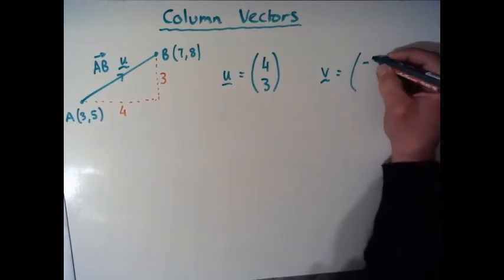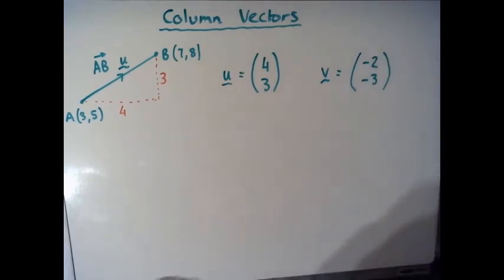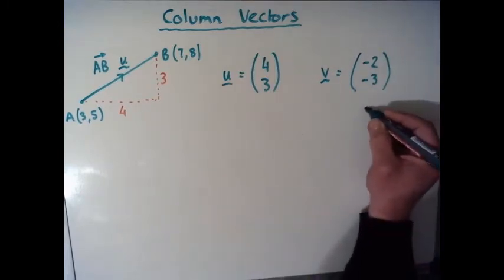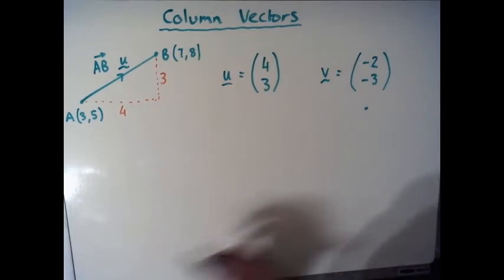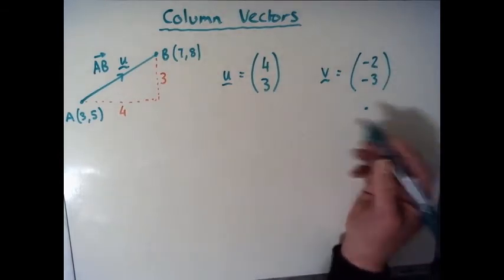components -2, -3, well, what that tells me is from the start point of vector V, this -2 tells me I go back in my x direction.